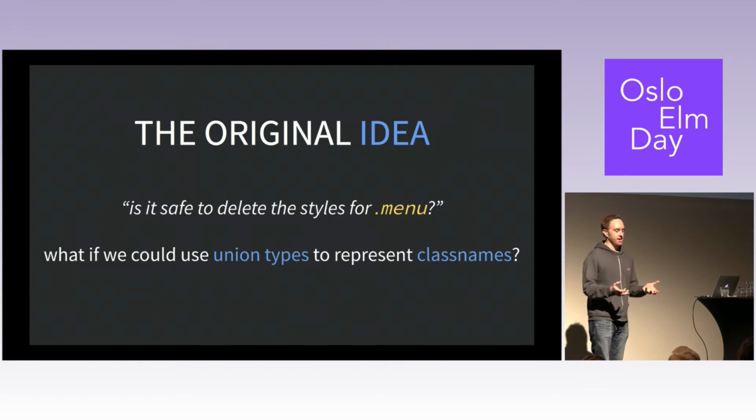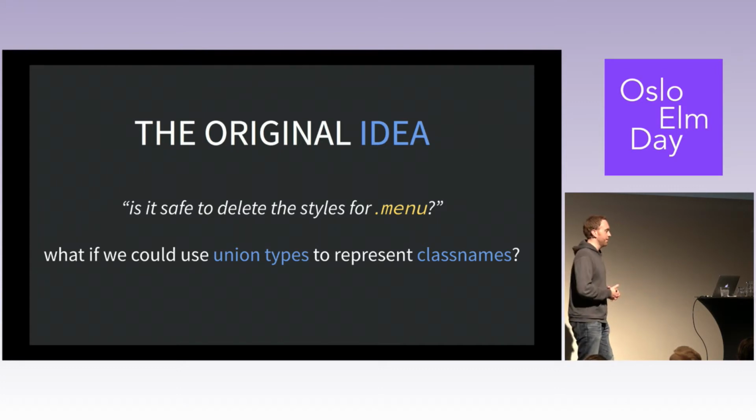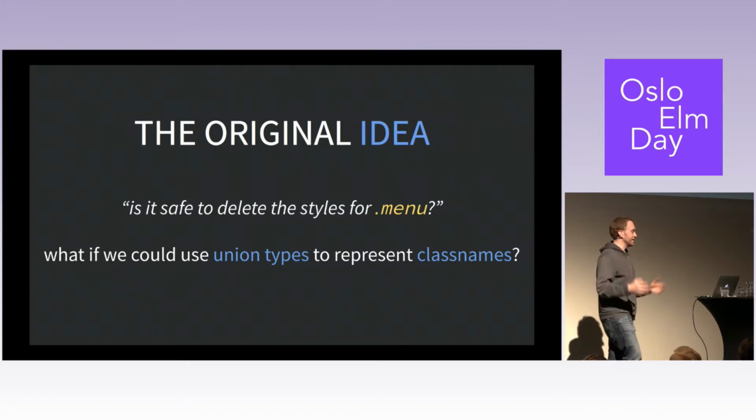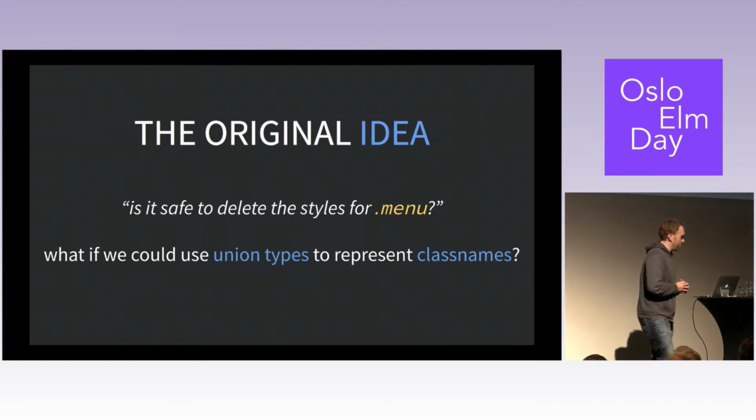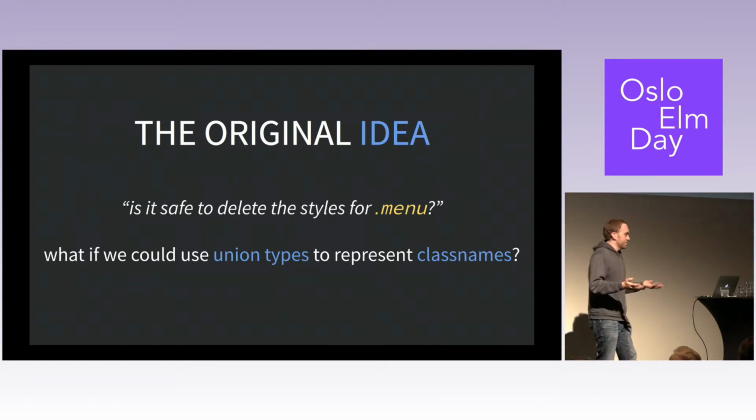That way, if I wanted to delete one of these union type constructors, and I was writing my style sheets in Elm, and it was still being used somewhere in my view code, I would get a type mismatch, and it would no longer compile. So then I could finally safely delete class names, which is a real technological accomplishment somehow. And so this was the idea. This was all I wanted to do.